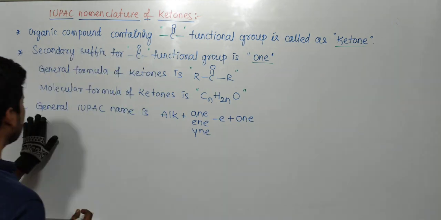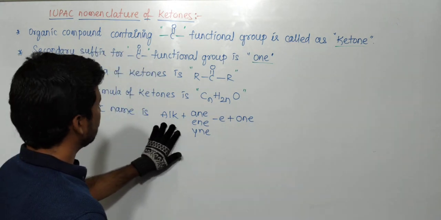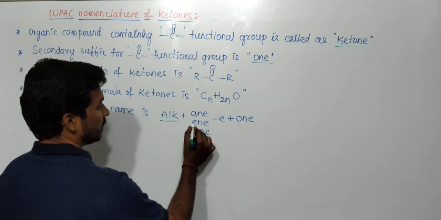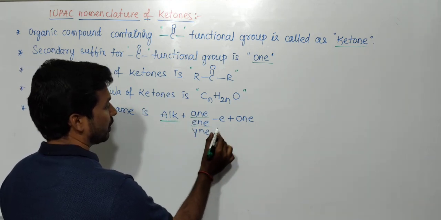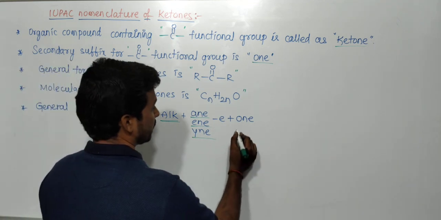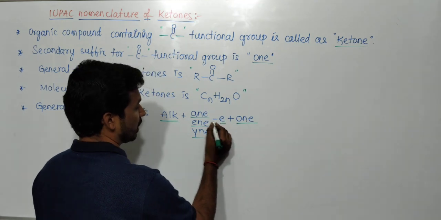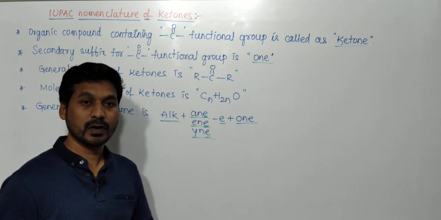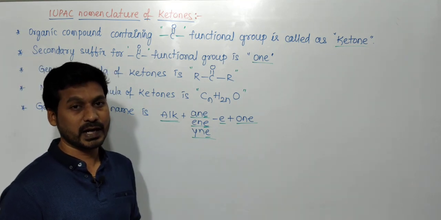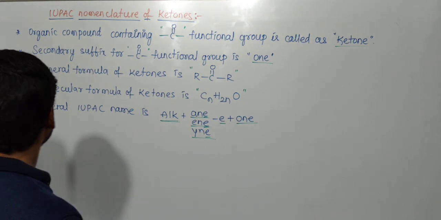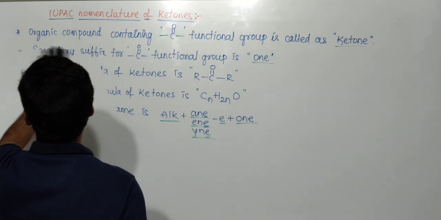Next, general IUPAC name of ketone is alk, root word meth, eth, prop, like that. If single bonds present, we use ane. Double bonds present, we use ene. If triple bonds are present, we use yne. Next, secondary suffix on, that's why remove last letter E from primary suffix. Thus we get alkanone, alkenone, alkynone, like that. Okay. Take a screenshot. I am going to give examples. Only few examples.